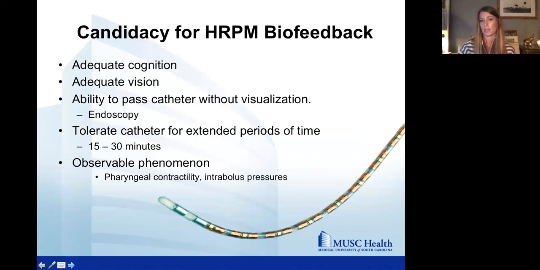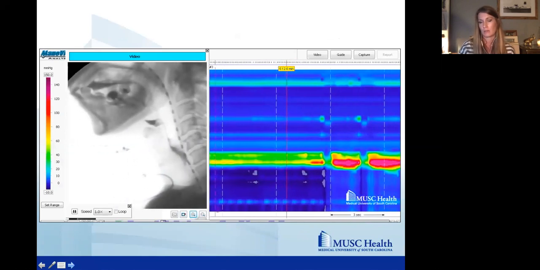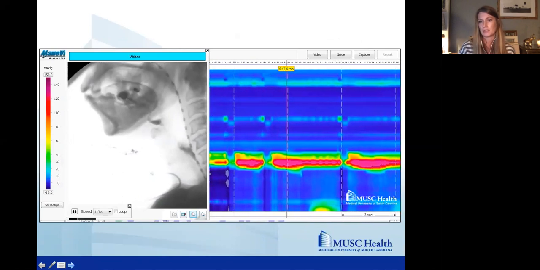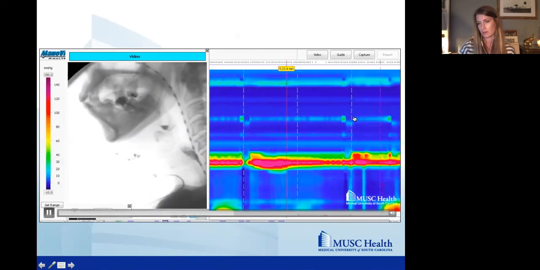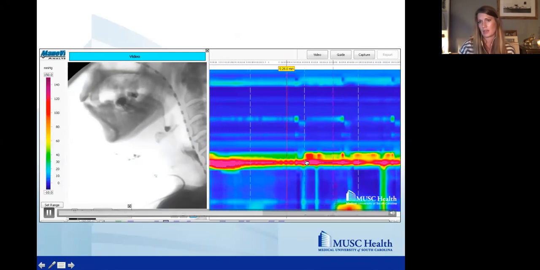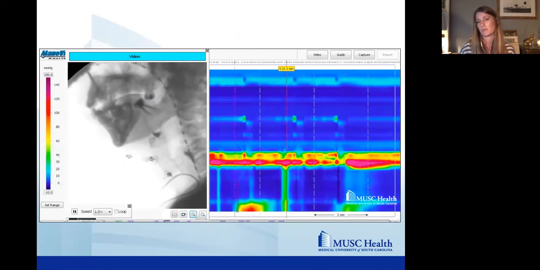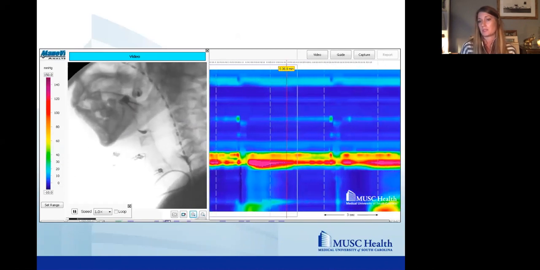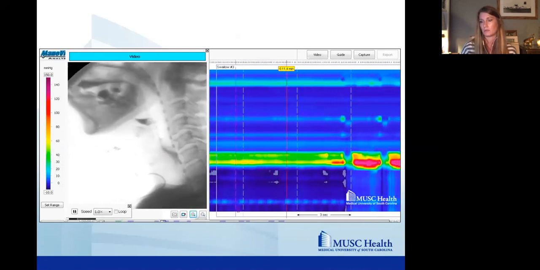And then finally, and most important, is that these patients have to have some sort of observable phenomenon happening in the pharynx. So pharyngeal contractility or intrabolus pressures reading. So I show you here this example of this patient. You're going to see a few swallows coming up here. Here's a swallow. Here's a swallow. And so what we're seeing is that there's relatively minimal pharyngeal contractility. You have a little bit of the velopharynx signaling there, and even minimal UES opening. So for a patient to use this for biofeedback, there's not really any proprioception from this signal. So think about perhaps not using this with these patients and/or waiting until they have developed some level of strength to be able to show a signal.